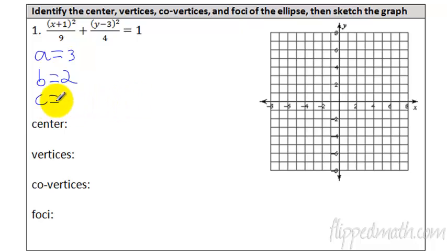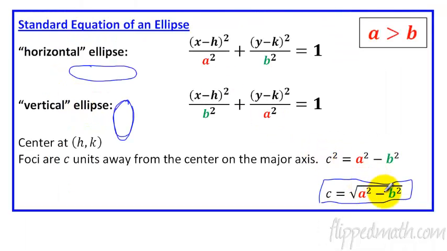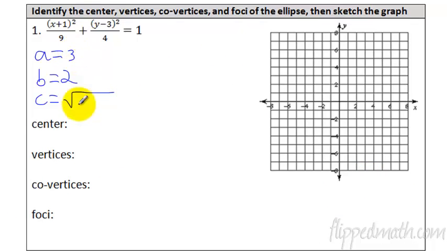How do we get our C? If you remember, it is equal to the square root of, remember our formula? A squared minus B squared. So it's the square root of 9 minus 4, which then is equal to the square root of 5.